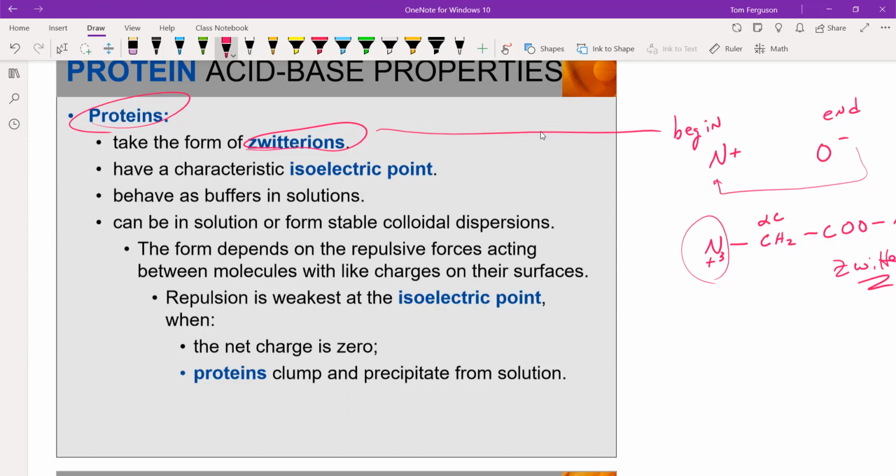Proteins, like I was mentioning before, and amino acids both have an isoelectric point. They can behave as buffers. If you remember from 305, a buffer will take a hydroxyl ion and neutralize it, or a hydrogen ion and neutralize it, so the pH doesn't change. And there's a range where that works. They can be in solution or form stable colloidal dispersions. What that means is it clumps.